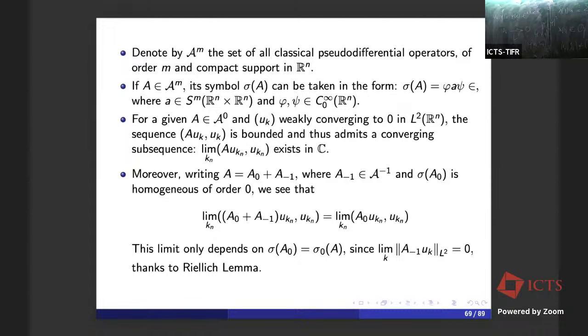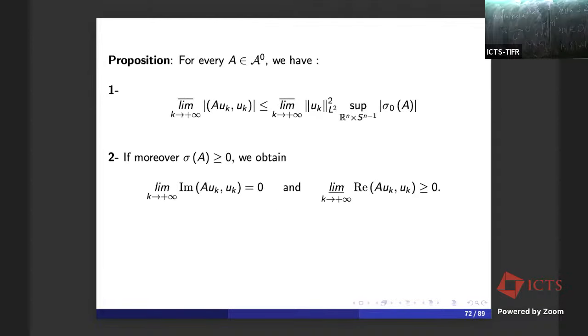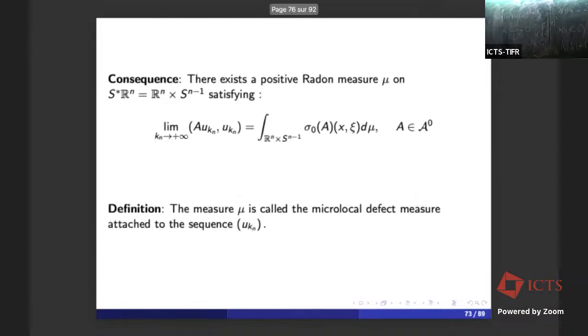And okay, there is a job to do. There is a job to prove that the microlocal defect measures are well defined. Here we are just working with L2 microlocal defect measures. We have to use the Gårding lemma and so on. Voilà. There exists a positive Radon measure on the cosphere symbol, the space of x and xi with norm 1, and a subsequence, of course, such that this limit exactly defines a linear form on A.